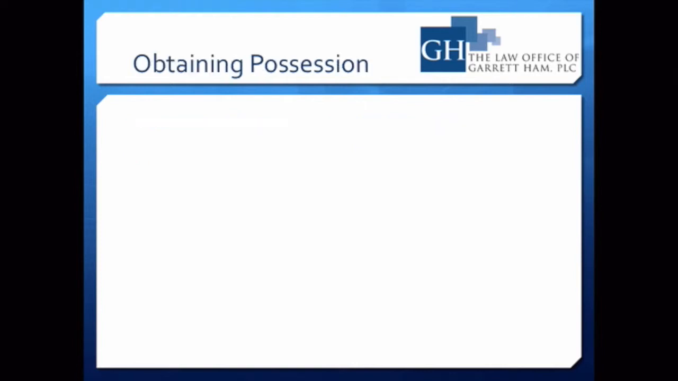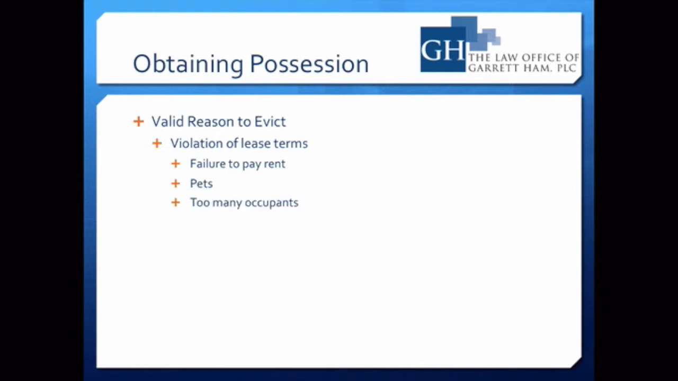First, to evict a tenant, a landlord must have a valid reason to evict. Some valid reasons include violation of lease terms, including a failure to pay rent, having pets if the lease prohibits it, or if the tenant is housing more occupants on the premises than the lease permits. Another valid reason is if the lease term expires and the tenant refuses to leave, despite the landlord's demand that he or she do so.